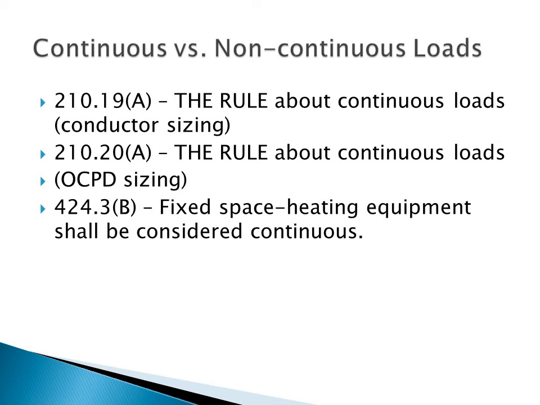And then throw one more code into your reservoir. This is another one it would be good to highlight and make a flashcard for. 424.3b. This tells us that fixed space heating equipment shall be considered continuous. And I mention this because the code often will give you a question, or your journeyman test will give you a question and they'll mention a boiler or a fixed space heater or an electric heater. They'll just mention an electric heater and ask you to size the conductors for it, and they're not going to remind you that fixed space heating equipment is considered continuous. You have to just remember that. That has to become second nature.